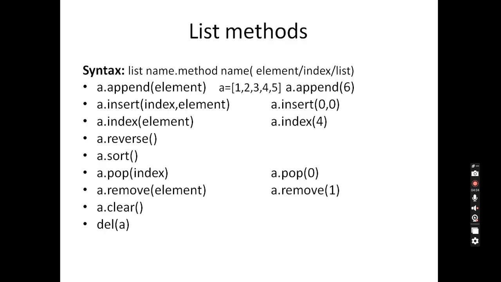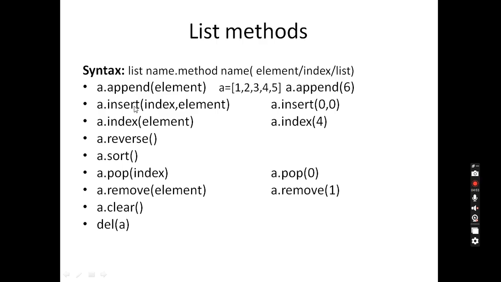Okay, add a new element at the end of the list here. So here I already have a list A. Within the list I have elements 1 to 5. In that one I just try to append element 6 at the end of the list here. So I'm getting 1, 2, 3, 4, 5, 6. Okay, I was able to insert an element.